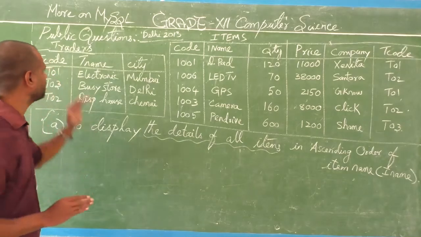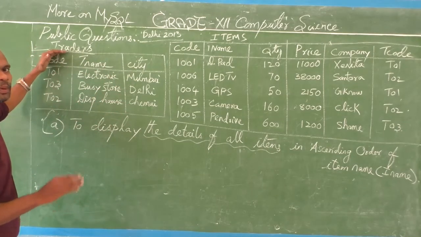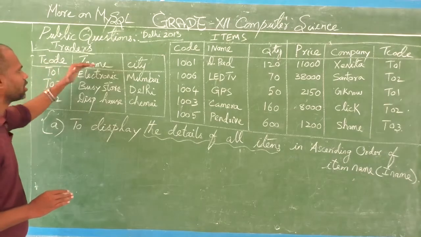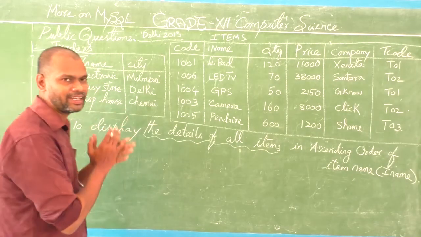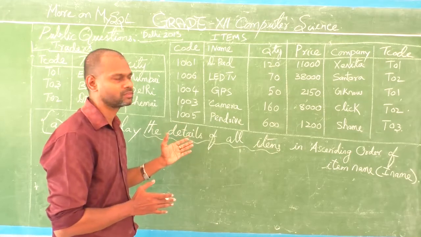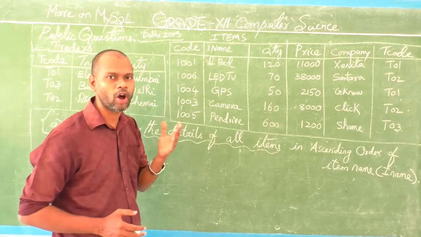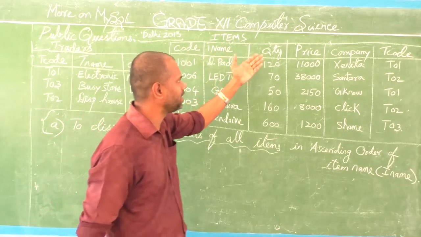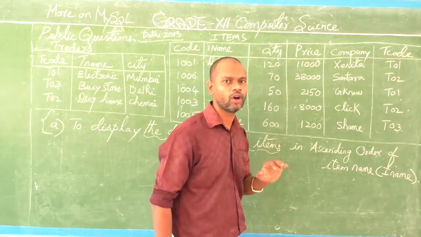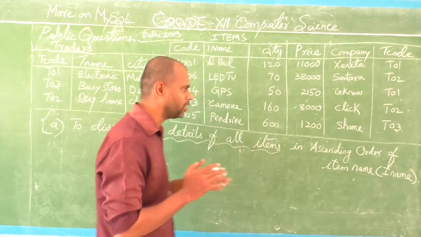Don't forget to see the column names. Whenever you see a table name, please note all the columns of that table: T code, T name, city. And come to the second table. The table name is Items. The column names are Code, ID, quantity, price, company, T code. All these are called column names.